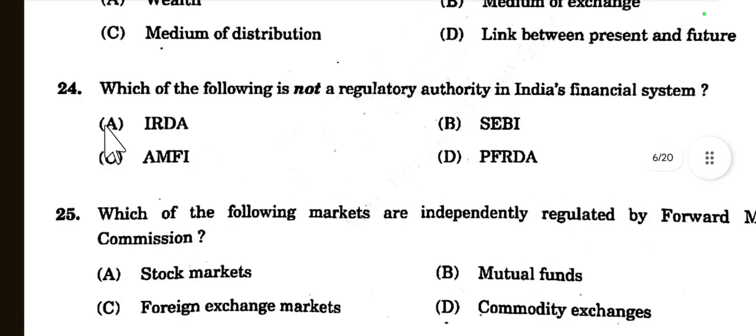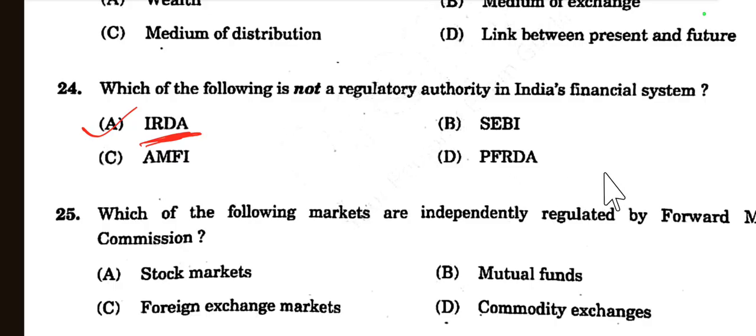Then question number 24, which of the following is not a regulatory authority in India's financial system? IRDA, SEBI, AMFI, PFRDA. IRDA is a regulatory authority, because IRDA stands for Insurance Regulatory and Development Authority of India, a primary financial regulator. Yes, this is true.